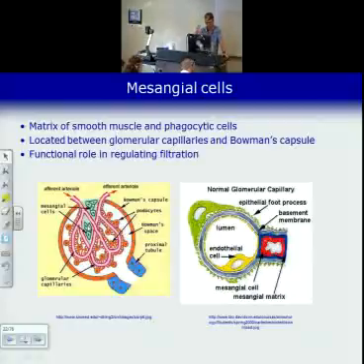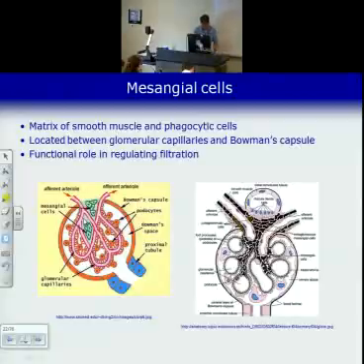And as I said, they have a double function, smooth muscle and phagocytic. So they have a phagocytic role, but that smooth muscle role, again, is to either relax and allow more surface area of capillary space, or contract and narrow that filtration space down. So kind of just reinforcing what I had chatted about before.